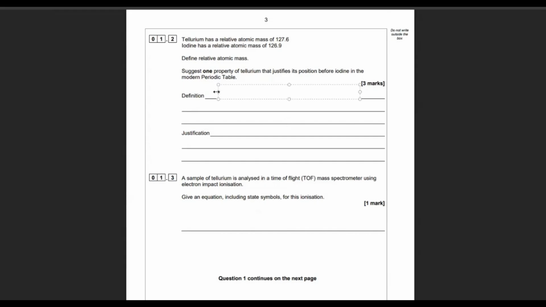So the relative atomic mass, I go for the mean mass. You can use the word average of an element's atoms, or the isotopes of an element, or all the different versions of atoms, basically isotopes of the element. And that is compared to 1/12 the mass of carbon-12. Okay, so that is my definition, and that will get you a mark.